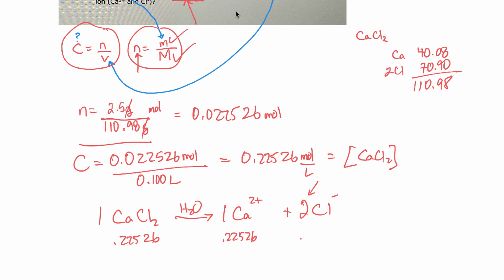So this concentration will be 0.45053, etc. Now, sig figs, it looks like I have 2 sig figs, so I'd call this one 0.23, this one 0.23, this one 0.45. And each of these would be moles per liter. Okay, hopefully that helps you with that question.